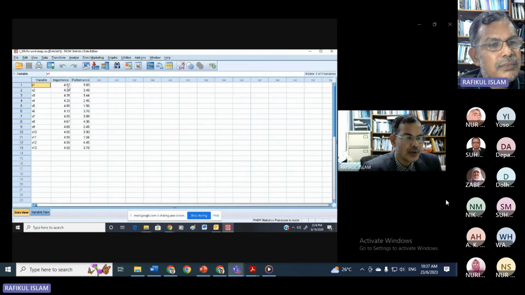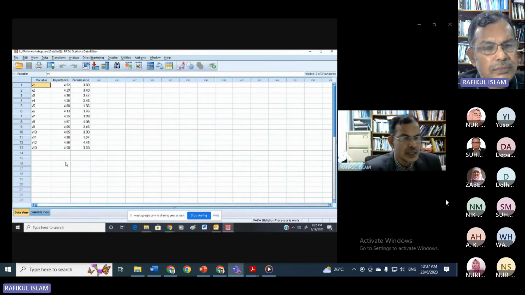This 4.52 is the average, or the mean, from all the respondents. Our sample size could be 200, could be 250, could be 300. So from all the sample respondents, the average corresponding to the first item is 4.52. And for the same item, the performance average is 3.60. For the second item, the importance average is 4.29 and the performance average is 3.48, and so on.